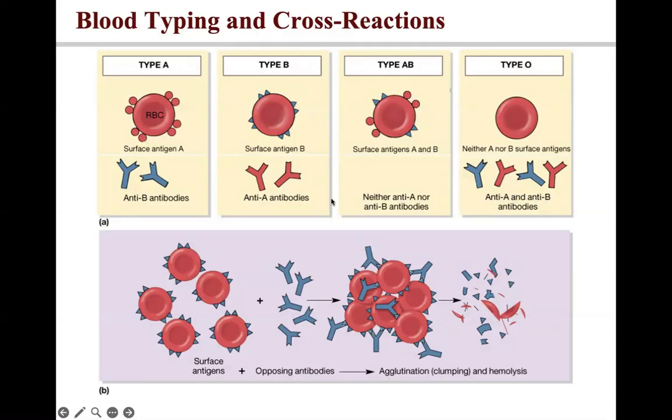There is another factor which is known as rhesus factor or D factor. If it is present, it's called positive. If it's not present, it's called negative. Or sometimes we just don't say anything; we can call them positive or negative, or sometimes we don't even mention it. This actually ends the blood typing and cross reactions.